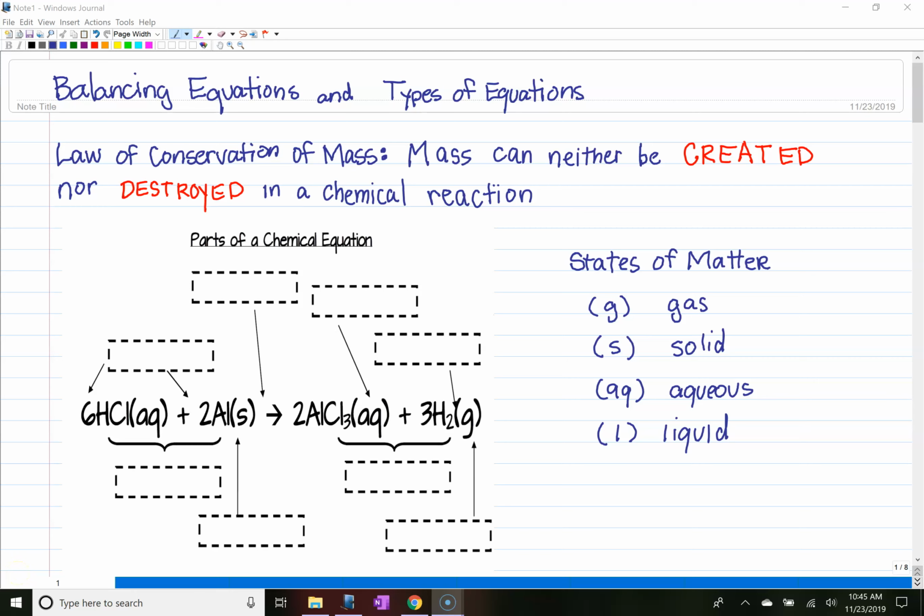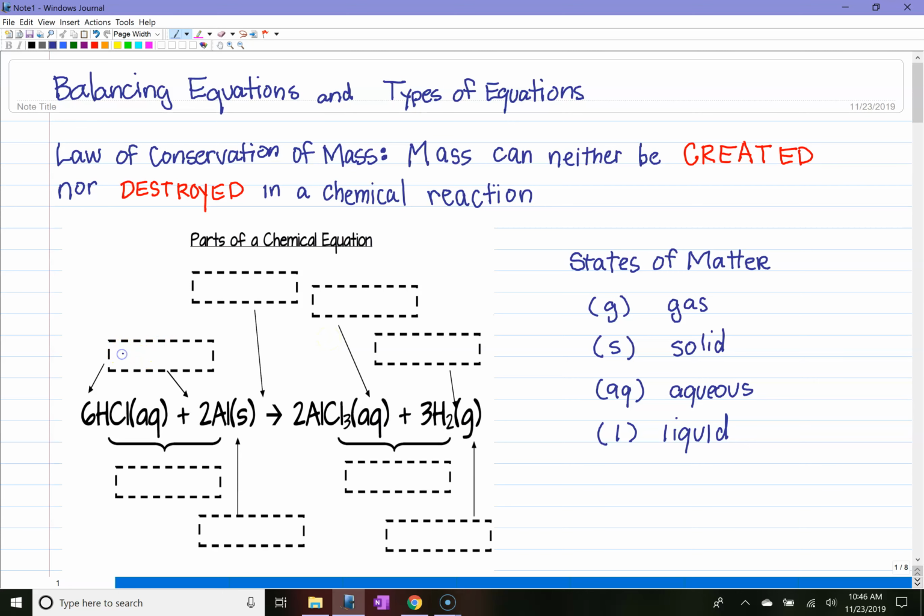In this assignment, we'll be looking at balancing equations, the types of equations, and predicting the products of an equation. The reason we have to balance an equation is due to the law of conservation of mass. This law tells us that mass can neither be created nor destroyed in a chemical reaction. So that means the same elements and the same number of elements have to be on the reactant side as on the product side. A few parts to a chemical reaction is the numbers in front of the chemical reaction.